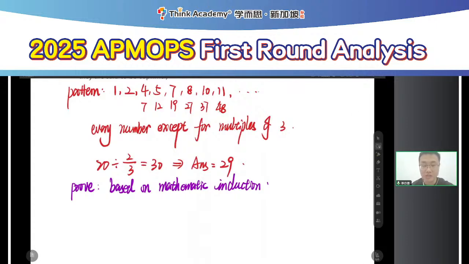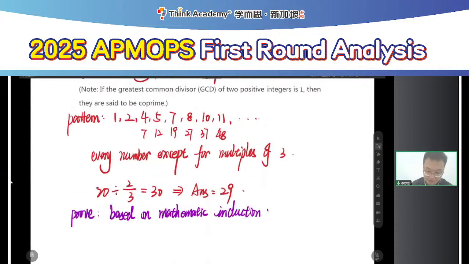There are so many questions in this month's history also, right? Some questions you can easily find the pattern and solve, but it's not that easy for you to prove it. It's not easy for primary school students to prove it anyway, right? So this is question 5.